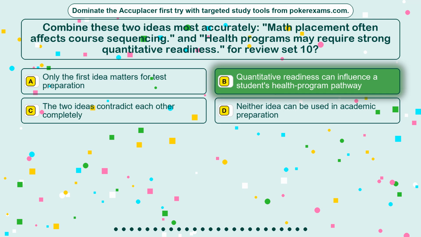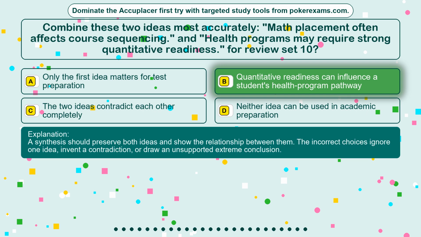The correct answer is option B. Quantitative readiness can influence a student's health program pathway. A synthesis should preserve both ideas and show the relationship between them. The incorrect choices ignore one idea, invent a contradiction, or draw an unsupported extreme conclusion.